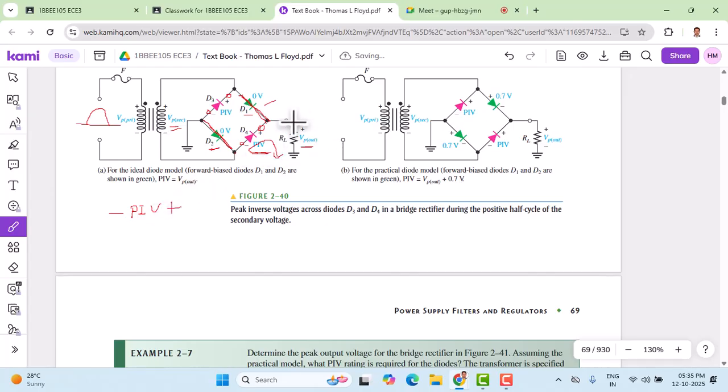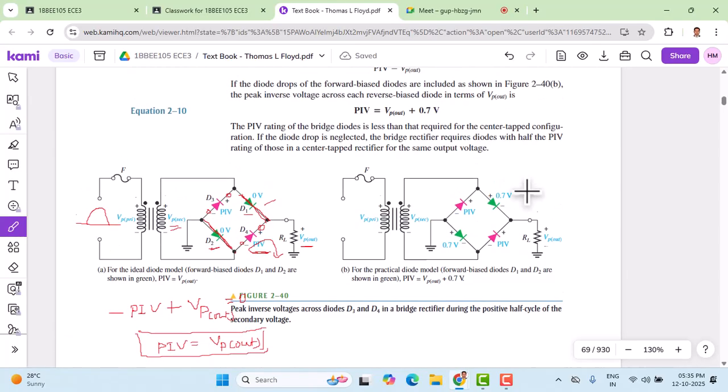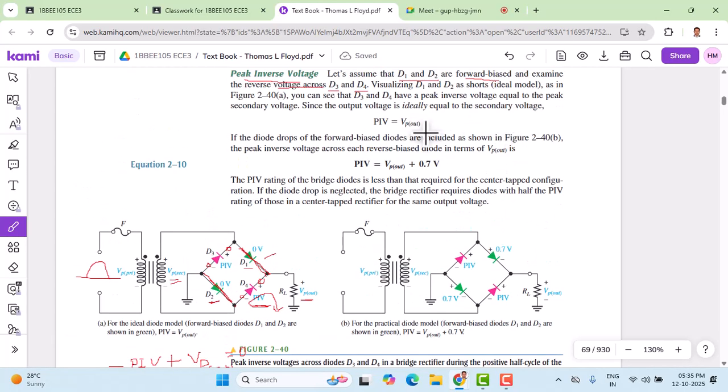This is the drop across the load, this is Vp out. So let us consider Vp out, that is equal to 0. And if you simplify, if you transfer to the other side, the peak inverse voltage becomes just Vp out. So this is the peak inverse voltage of a bridge rectifier for an ideal diode. Okay, let us now work out the same thing for the practical diode. Same thing you are seeing here. The peak inverse voltage of the ideal diode is just Vp out.